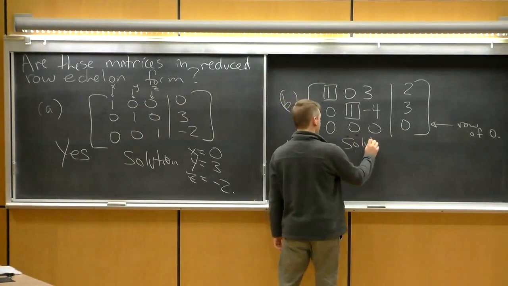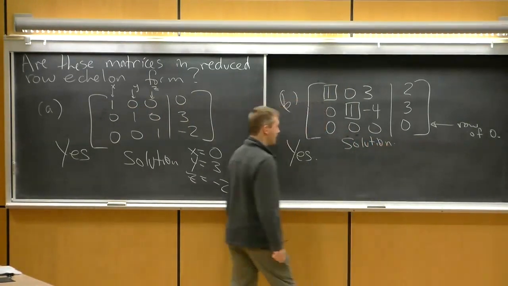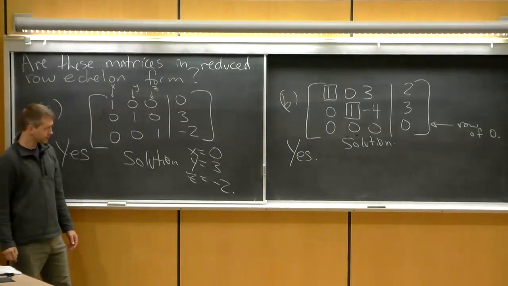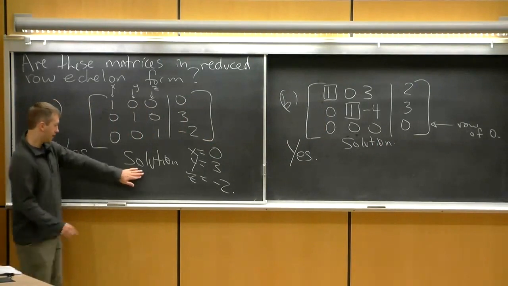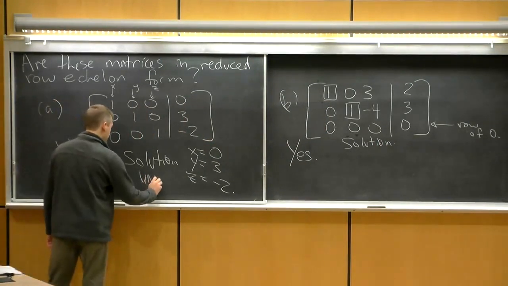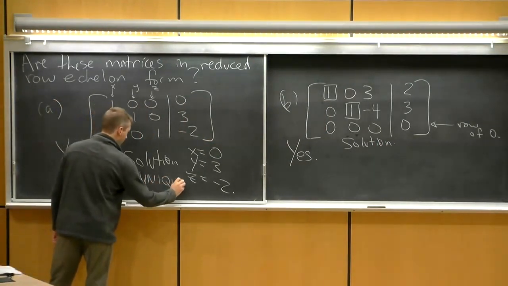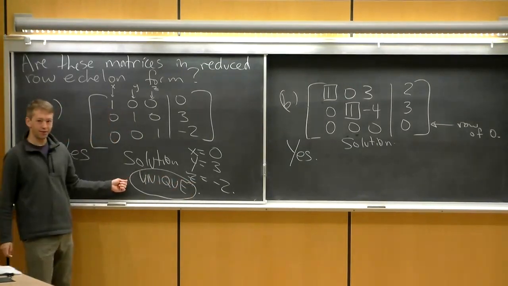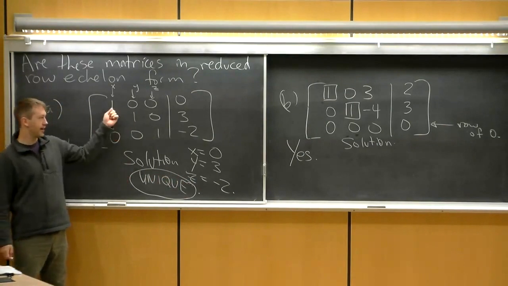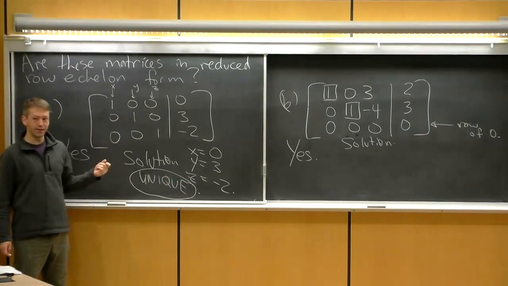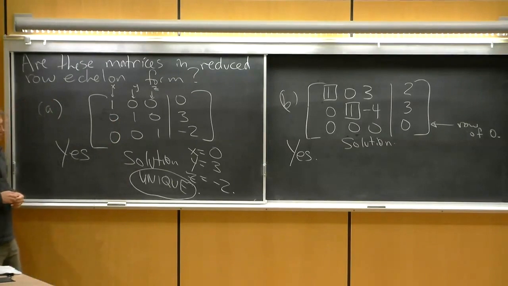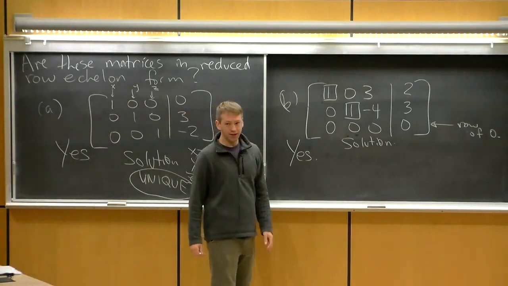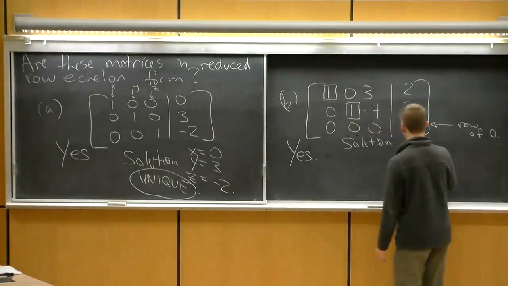The solution to this one is not quite as simple as before. One thing about this previous example is that the solution was unique, right? There's only one choice of x, y, and z that satisfies this. In this case, we're going to have infinitely many solutions. Okay?